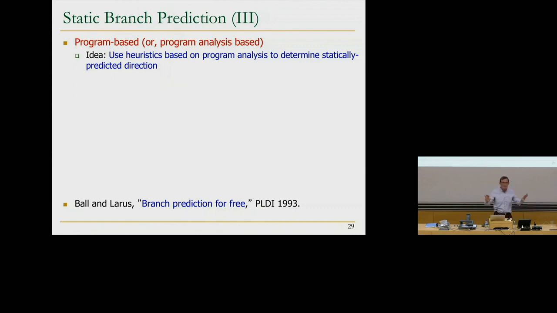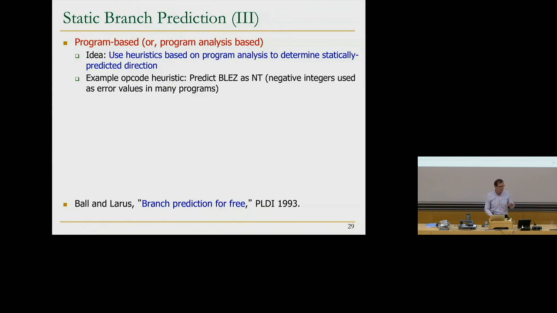Now, what does this mean? You don't even profile the program. You don't run the program as a compiler. The compiler basically analyzes the code. So what analysis does it make? For example, this is one thing that these folks have found. If the branch is less than or equal to 0, it turns out most of the time the branch is not taken. You don't need to profile the particular program, but maybe across many programs that you've seen in the past, you say, if the branch is branching on less than or equal to 0, predict it as not taken. It turns out negative integers are used as error values in many programs, and if you're checking for a negative integer, predicting that you're not going to take the branch is a good idea.